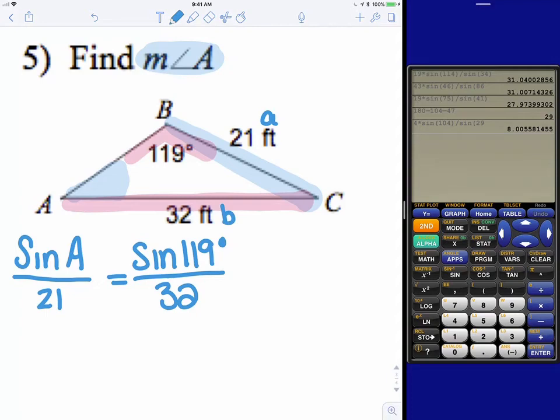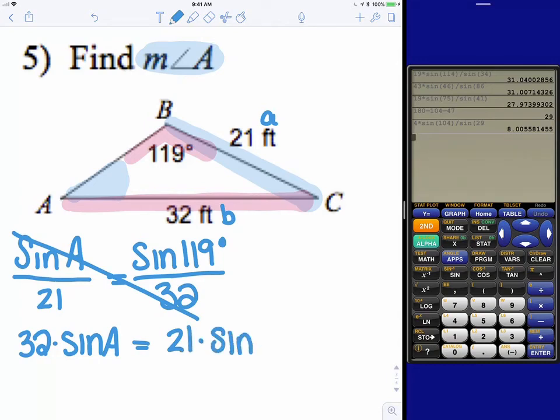All right, now I'm ready to cross multiply and solve. And some of you may notice that we're going to eventually have to use the inverse sine, because I'm going to be solving for an angle measurement. So let's cross multiply, and we get 32 times the sine of angle A equals 21 times the sine of 119. Let me go ahead and use parentheses since I have been.